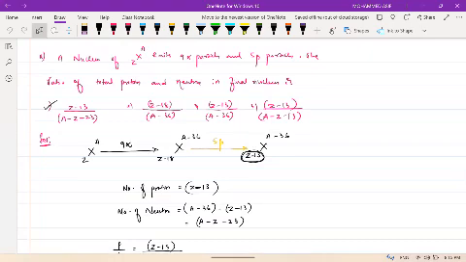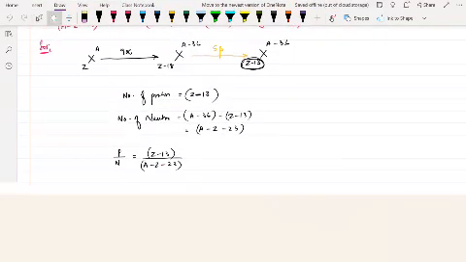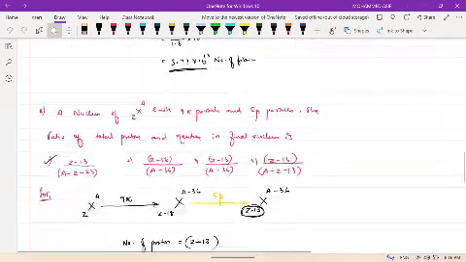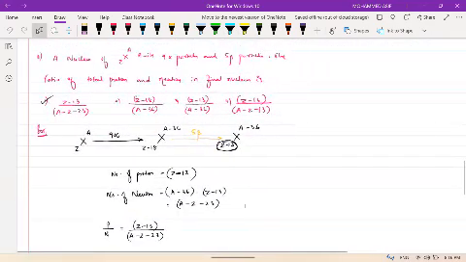What was the problem asking? The ratio of total protons and neutrons in the final nucleus. Final nucleus means X only, na? In X, what is the number of protons? Number of protons means atomic number only, na? Z minus 13 is your number of protons. Now, how do you calculate the number of neutrons? A minus Z. A is A minus 36, minus Z, which is Z minus 13. If I open the bracket and simplify it, you will get A minus Z minus 23. It is asking the ratio P divided by N. So just take this one divided by this one, so that will be the answer. Am I clear? Any doubt in this question?